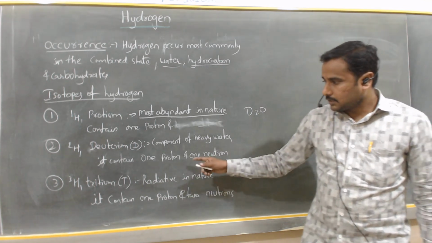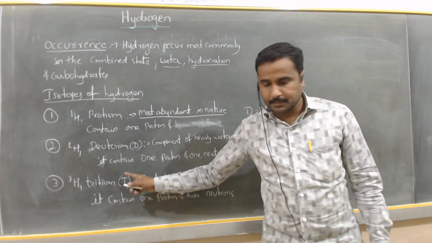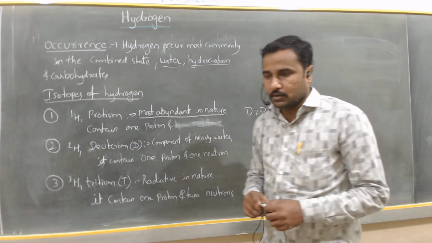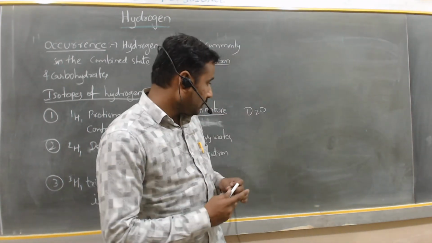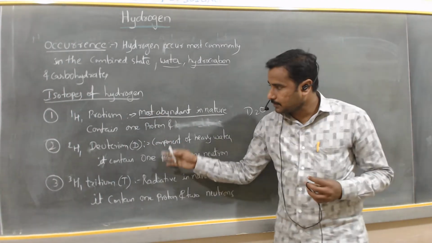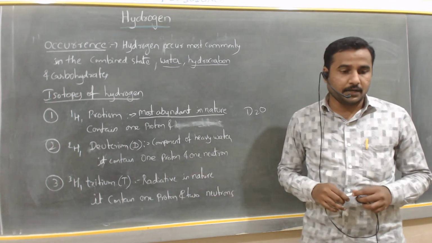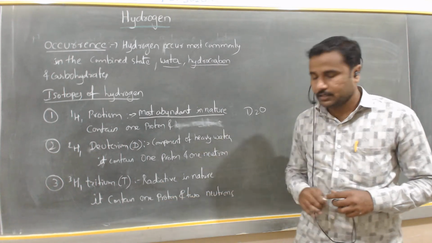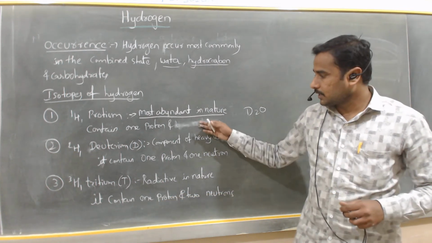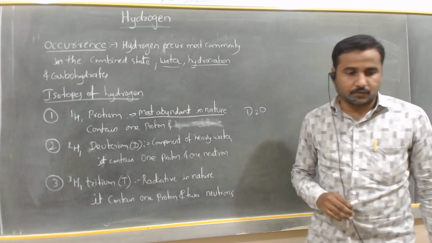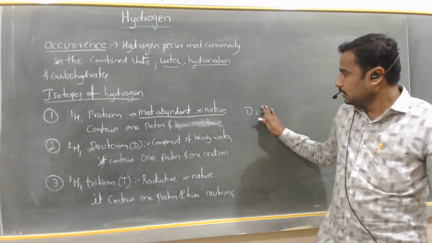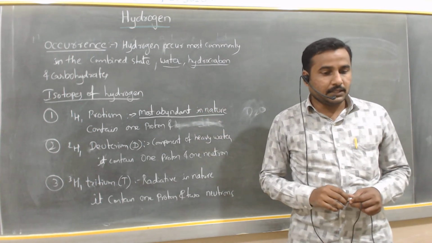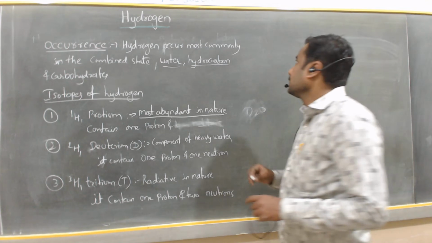Next one is tritium. It is represented by capital T. It is radioactive in nature. This is the only radioactive isotope of hydrogen. It contains one proton and two neutrons. So here no neutron is there, here one neutron, here two neutrons. So this is about the isotopes of hydrogen. Next we will study the preparation of hydrogen.